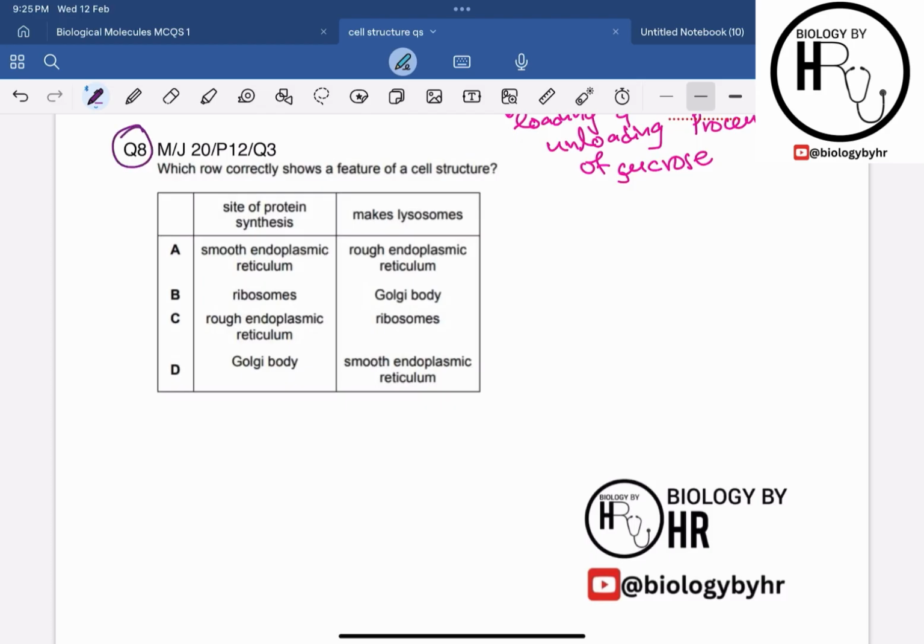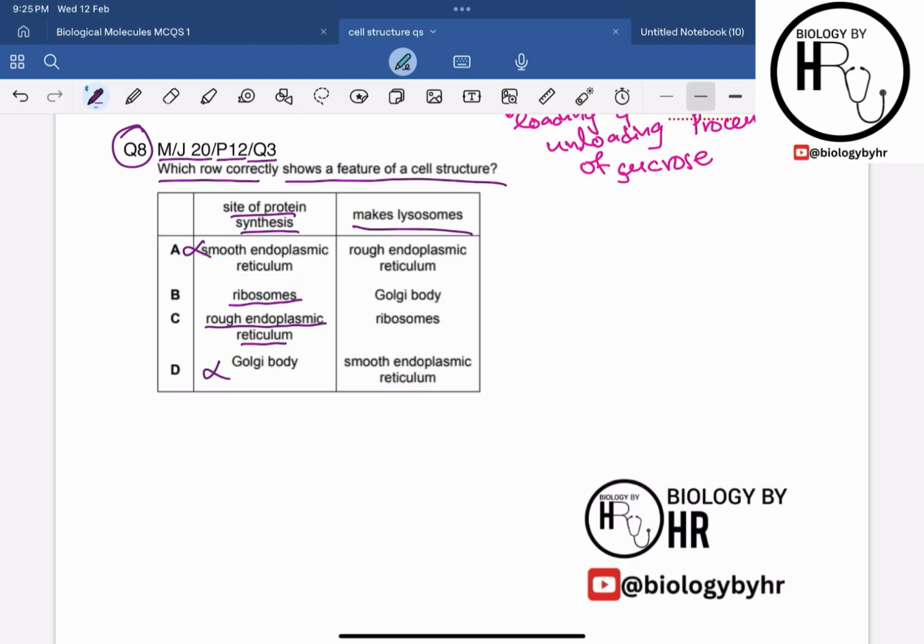This question number 8 is from May-June 2020, paper 1 question 3. It is saying, which row correctly shows a feature of a cell structure? Site of protein synthesis: we know that the site of protein synthesis is ribosomes, right? Rough endoplasmic reticulum is also a site of protein synthesis. Option D and option A are incorrect. Let's eliminate option A and option D.